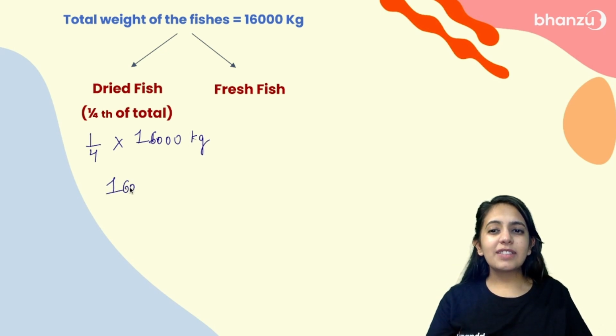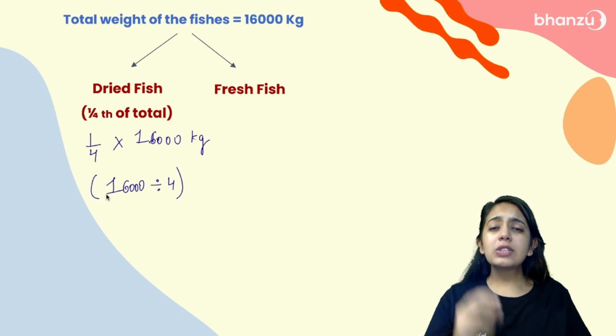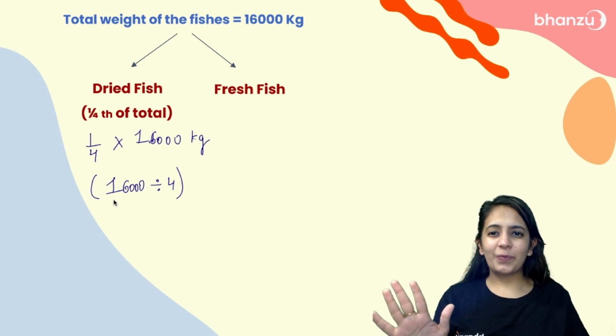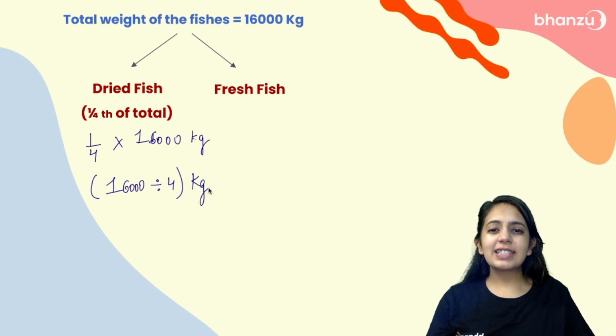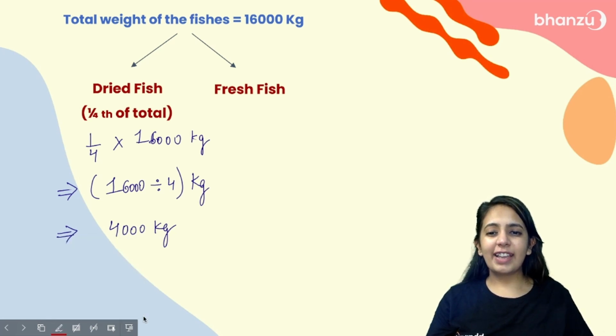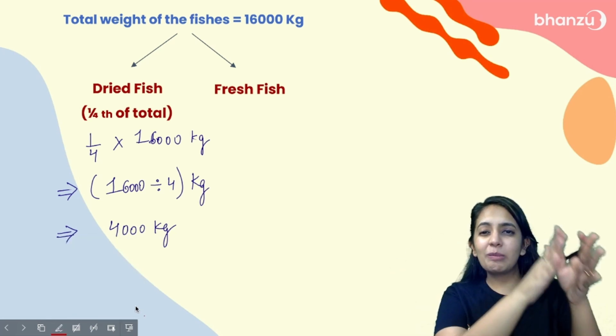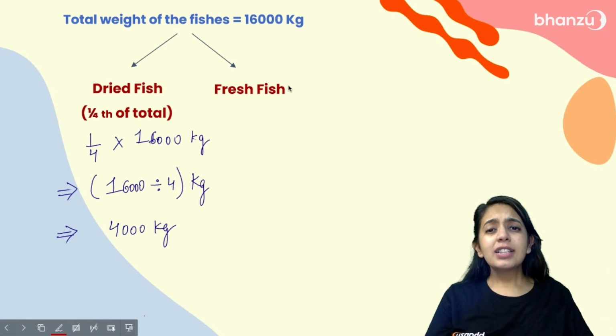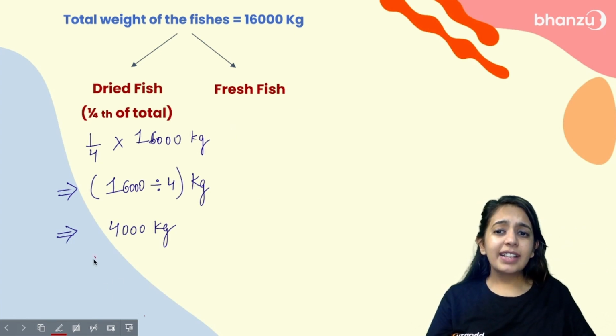Okay, simple. What are we going to do? We are going to divide the 16,000 by 4. Why? Because only 1/4 part has to go. So therefore we will divide 16,000 by 4 and the result to this is 4,000 kg. That means 4,000 kg of the weight has to go for drying up and whatever is left will be counted as the fresh fish. So how much do you think is left? Here we have used the concept of division.